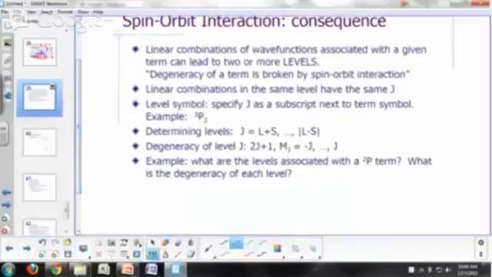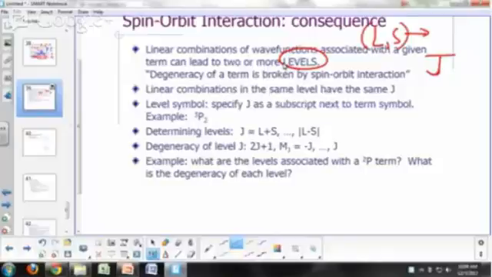And so, as a consequence of that, we can take linear combinations of wave functions associated with a given term to get what we call levels. So these energy levels will depend on J. Okay, so for a given L and S, all quantum states that have the same L and S from a given configuration will belong to the same term. Okay, but these quantum states in a given term, they're not going to actually have the same energy if we take into account spin-orbit interaction. The actual energy would depend on the quantum number J.